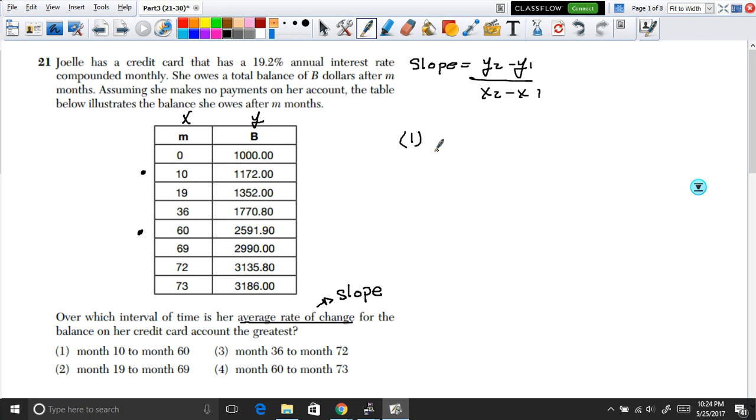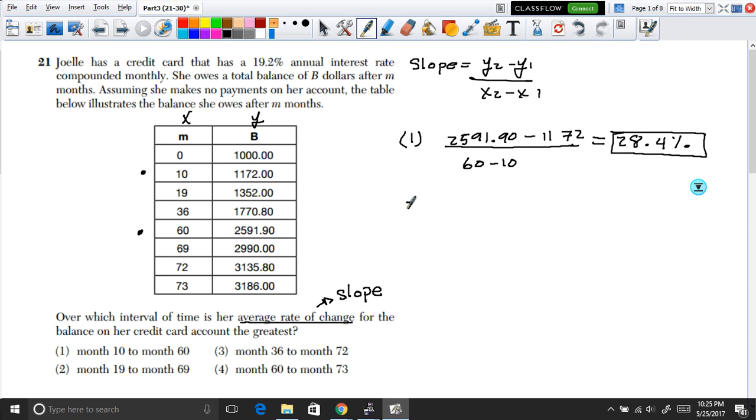So now if we use our formula, we're going to get y2 minus y1. So let's call this y2, which is 2591.90, minus y1, which is going to be 1172, divided by x2, which again, m's are my x's. So here we have 60 minus 10. If you do this in the calculator, you will see that you will get 28.4. Okay.